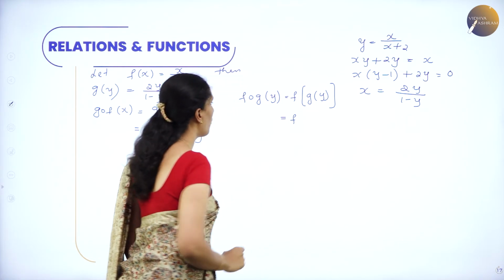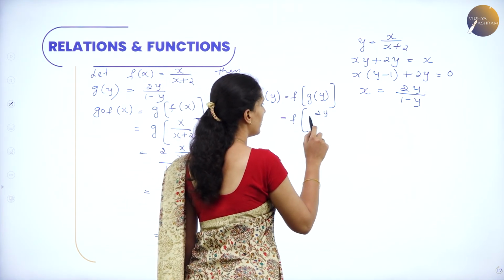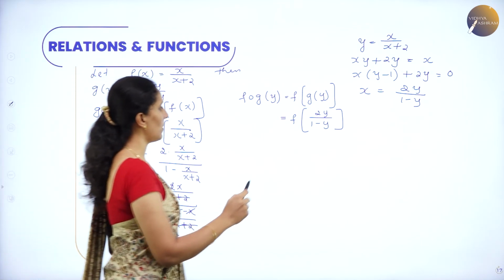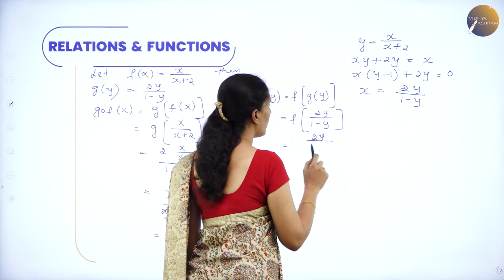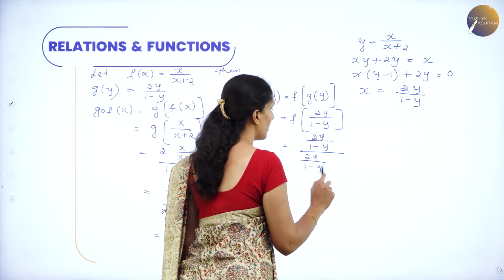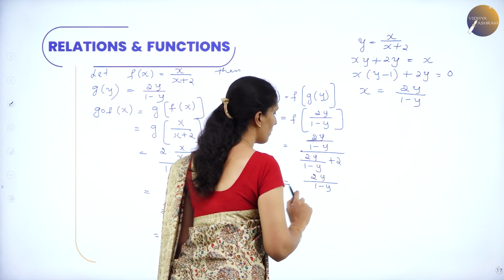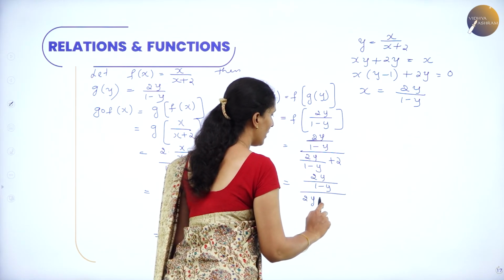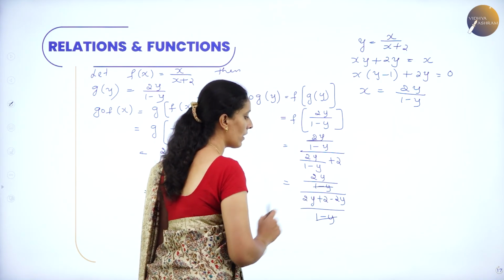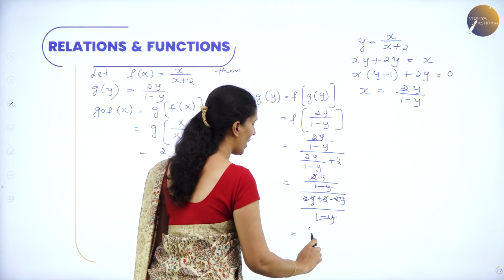So what is g of y? g of y is 2y divided by 1 minus y. How is f defined? In the form of x divided by x plus 2. So I can write this as 2y by 1 minus y divided by, x plus 2 means 2y by 1 minus y plus 2. So I can write this as 2y divided by 1 minus y whole divided by 2y plus 2 minus 2y divided by 1 minus y. 1 minus y cancels, 2y minus 2y cancels, plus 2 cancels. So the answer is y.